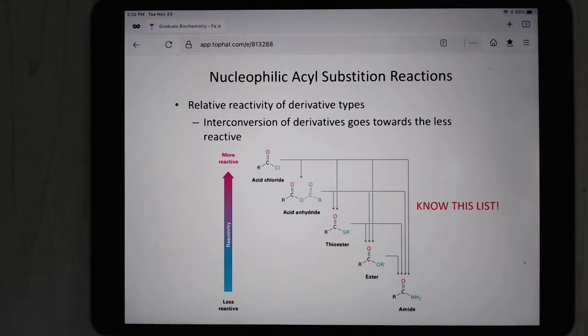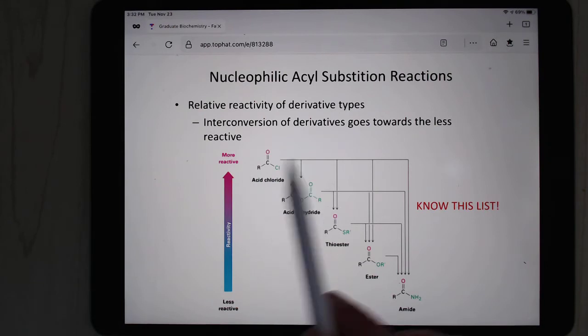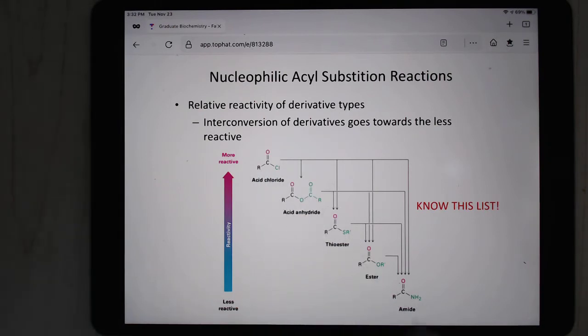But there is a ranking on how reactive these molecules are. Okay? And so if you look here, you're going to need to know this list. So the most reactive are the acid chlorides, then the anhydrides, thioester, ester, and amide. And then carboxylic acids are going to be here.